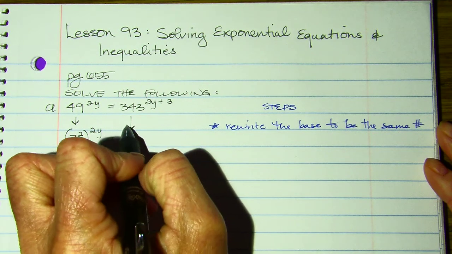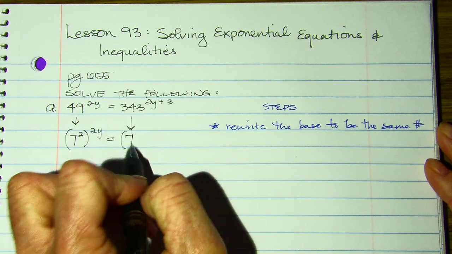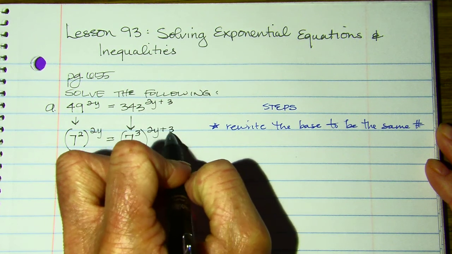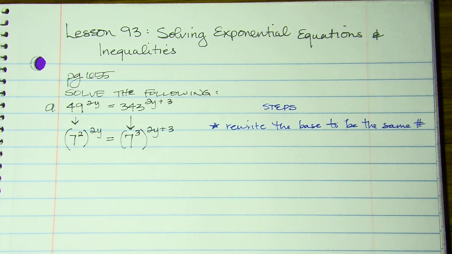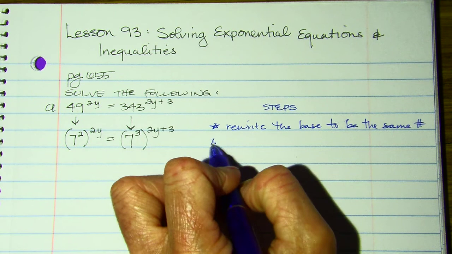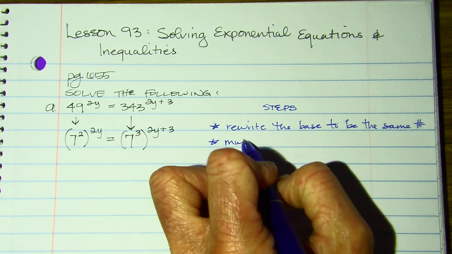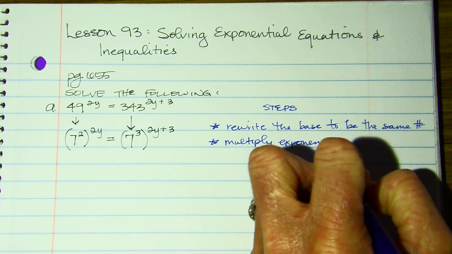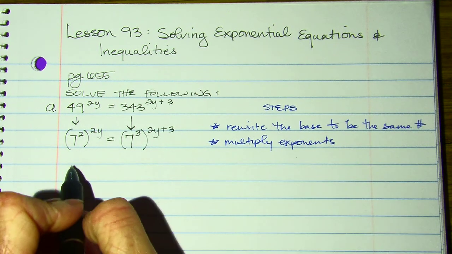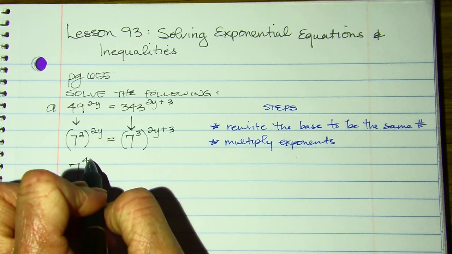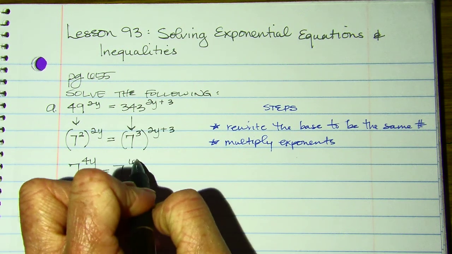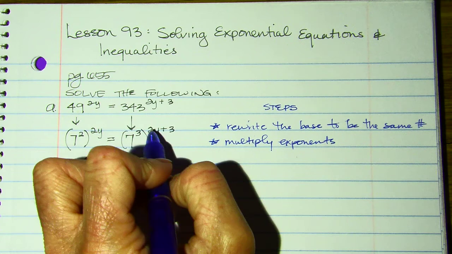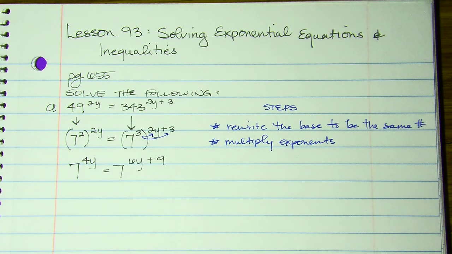Equals, I'm going to rewrite 343. That is a power of 7 as well. It's 7 to the third, and then I'm going to keep my exponent of 2y plus 3. From here, this becomes a really simple equation. The next step is we're going to multiply exponents. So this would become 7 to the 4y equals 7 to the 6y plus 9. I distributed the 2 times 2y, and I distributed the 3 to both of these.